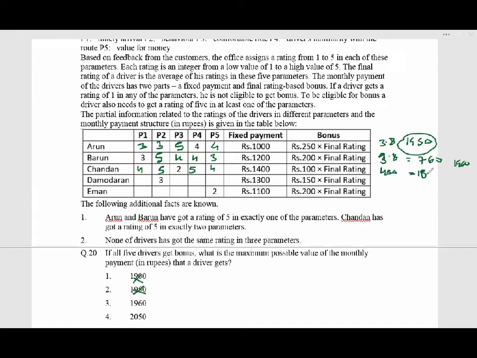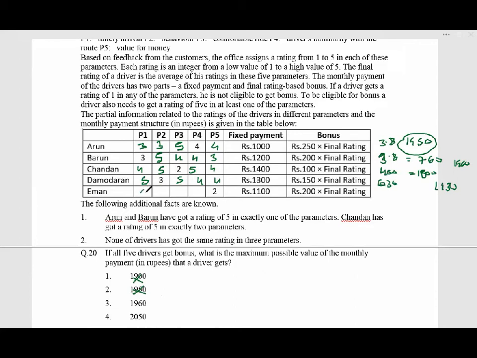I've got already higher values. Damodara, nothing mentioned. I'll give him at least 2 5s, at least 2 4s. What is the total now? 1821 means 4.2. Average is 4.2 into 150, that is 630 plus 1300, 1930. But I've got already 1960.